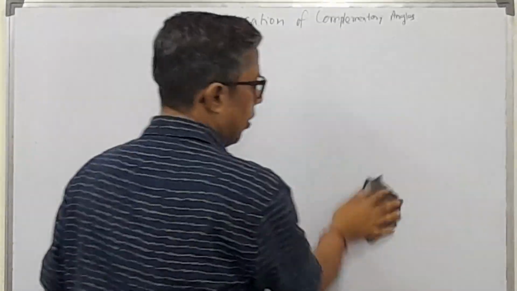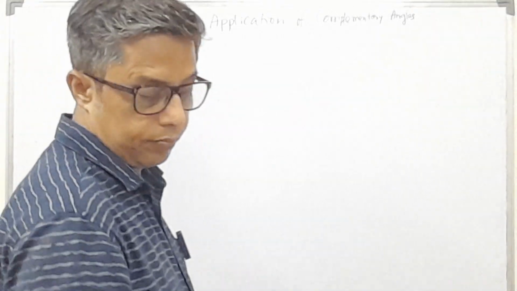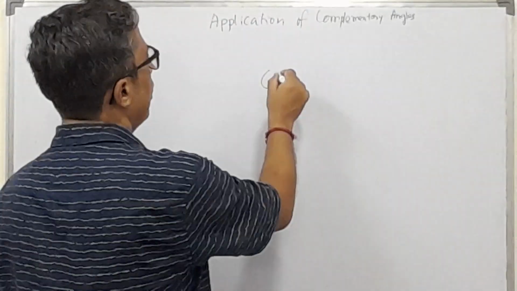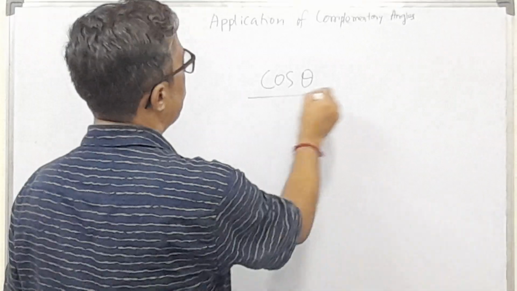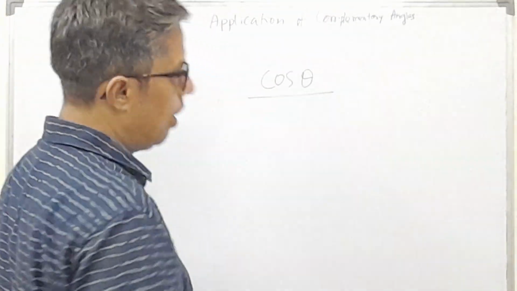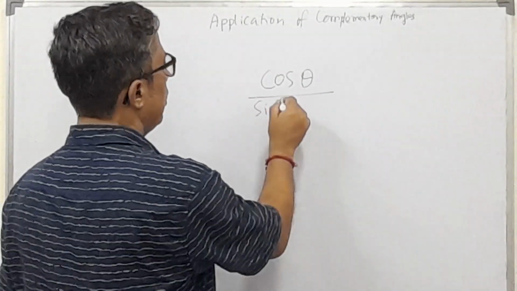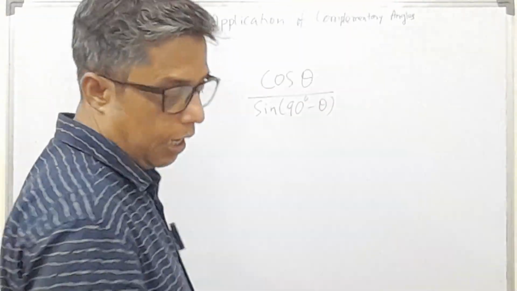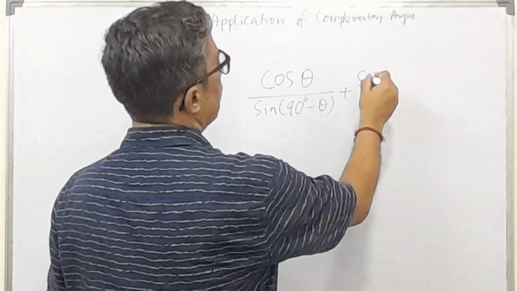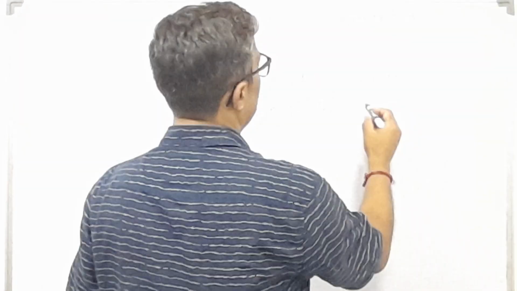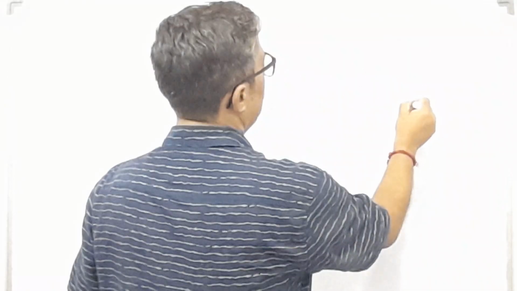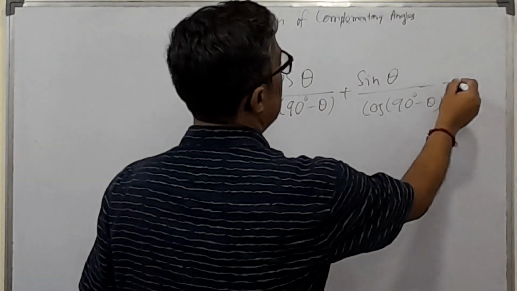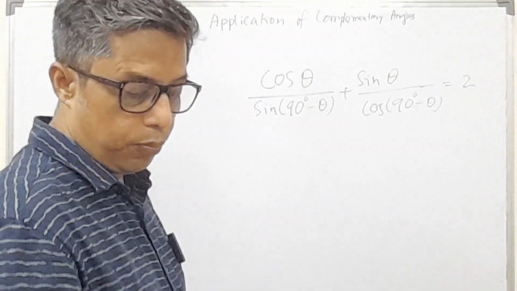Okay. Now let's go to a few other solutions. Like, prove that cos theta by sine of 90 minus theta, plus sine of 90 degree minus theta by... plus sine theta divided by cos of 90 degree minus theta is equal to 2. We have to prove this.